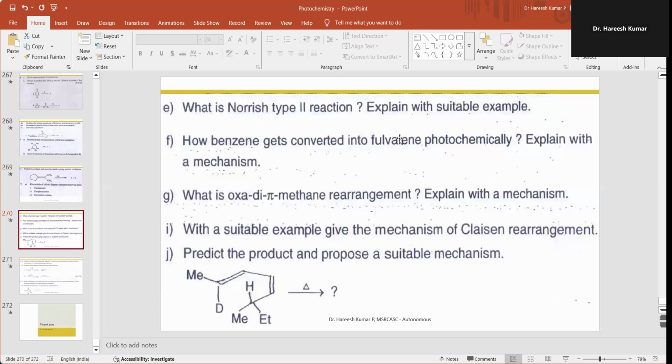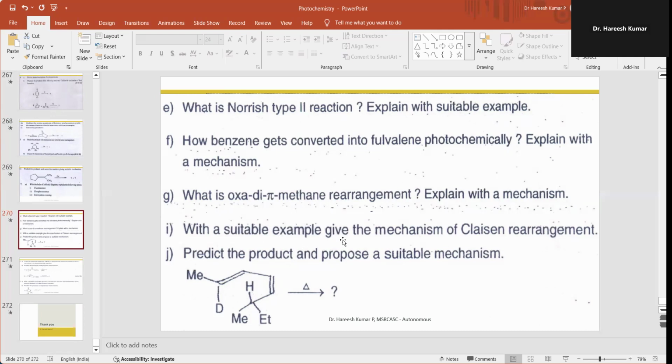In the next slide, I will take a few more. Norrish type 2 reactions mean carbonyl compounds having gamma hydrogen undergo the Norrish type 2 reaction, with an example to explain. How is benzene converted into fullerene photochemically? That means you have to write the mechanism of the conversion of benzene to fullerene. Then what is the oxa-di-pi-methane rearrangement? That means here the oxygen-involving di-pi-methane rearrangement that you have to explain.